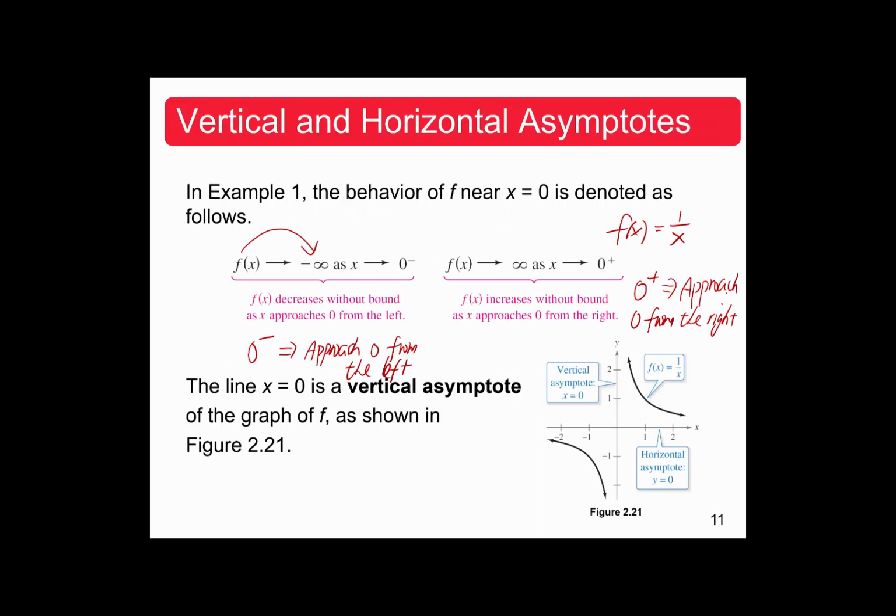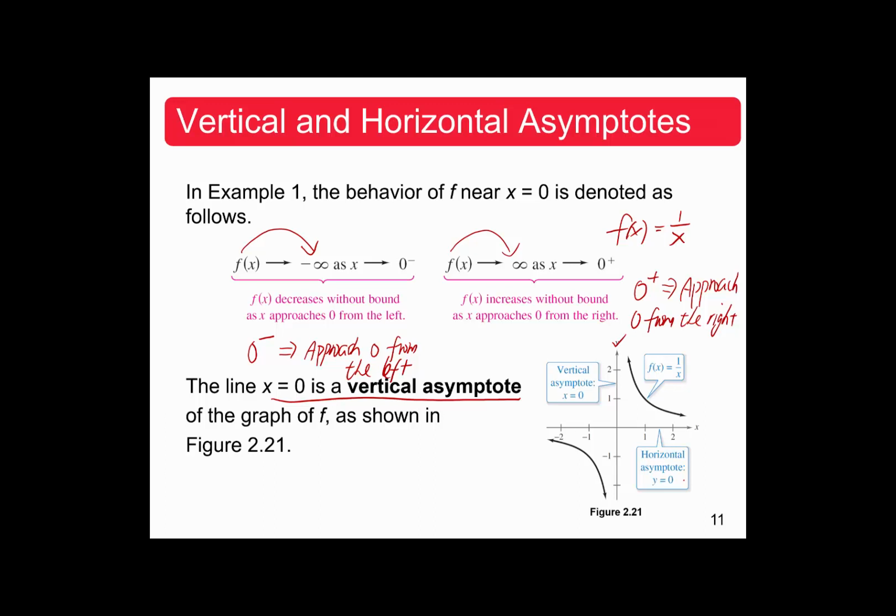And now, when x approaches 0 from the right, f of x approaches positive infinity. So it increases without bound, or decreases without bound. Then we call x equals 0 the vertical asymptote, right? So the y-axis is the vertical asymptote.